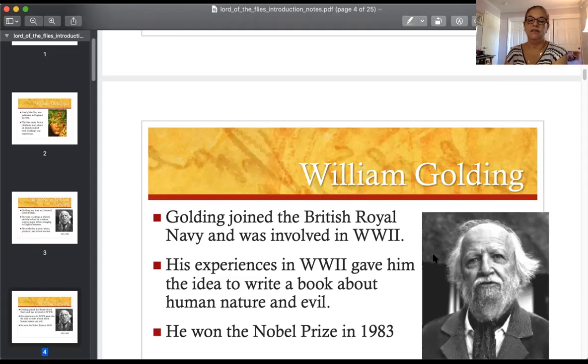And if you have any background information on World War II, you remember we dropped the atom bomb on Japan. So part of the background information for this book was that the students that are in the book, the characters, were involved in a plane crash, and they were actually put on this plane because there was going to be a nuclear war.